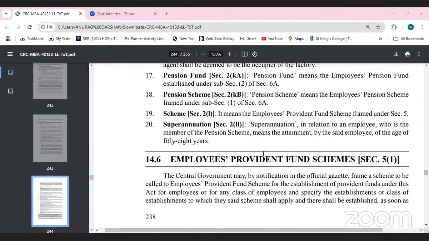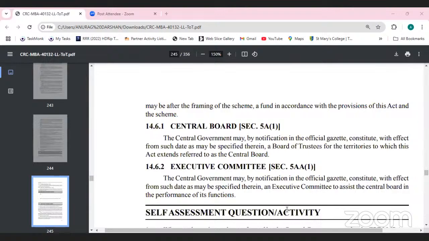Now, coming to the employees' provident fund scheme, which is dealt with under Section 5, subsection 1, the central government may, by notification in the official gazette, frame a scheme called the employees' provident fund scheme. This will be an establishment of provident funds under the Act for the employees or for a class of employees, and specify the establishment or class of establishments.